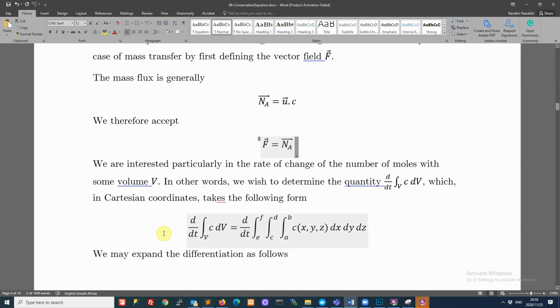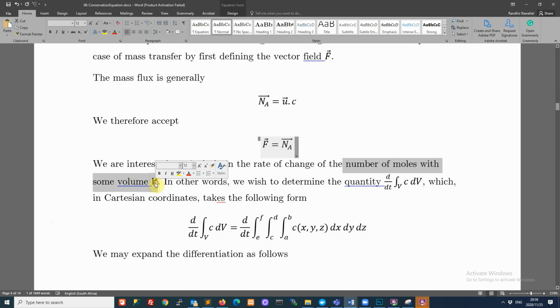So if we go and apply the divergence theorem, well, actually I see here I haven't as yet applied the divergence theorem. So first, let's just talk about the rate of change of the moles in some volume. We've got some space. It doesn't matter what the shape of the space is, but there exists some volume, and if we integrate the concentration over that volume, then that will give us the number of moles in that volume. And we are interested in the rate of change of the number of moles in that volume.